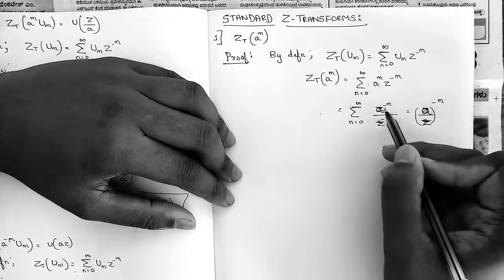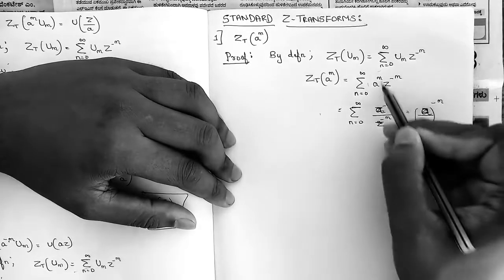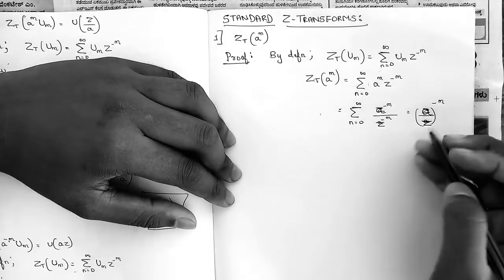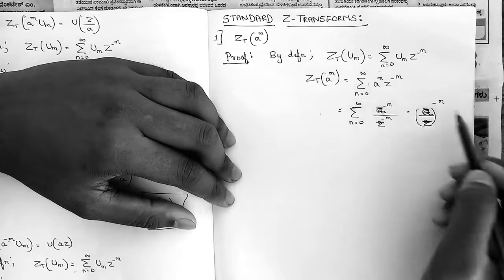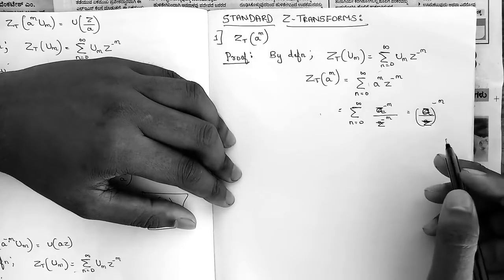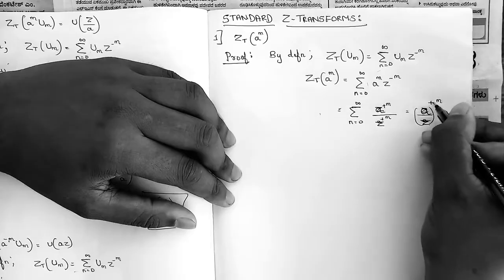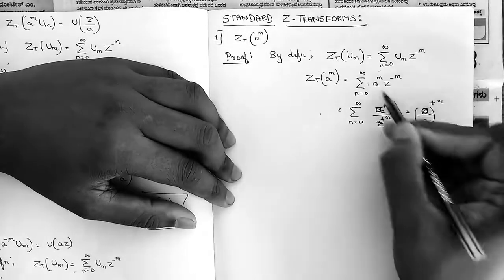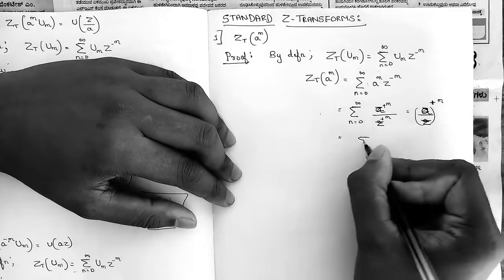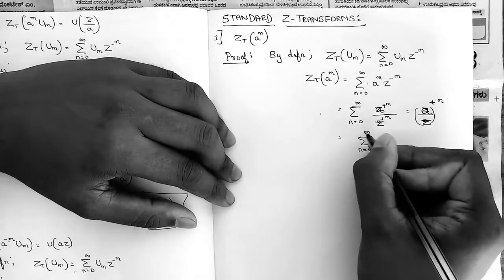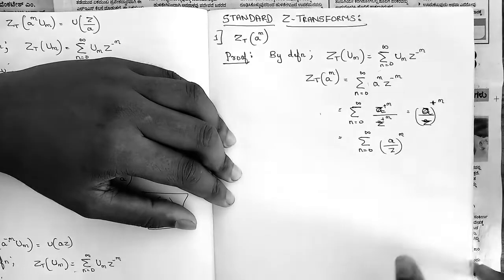Yeah, we need to take a by z outside, not z by a. So we need to take this z to the power minus n to the denominator. So z to the power a power minus n to the denominator becomes a by z to the power plus n. If we take this to the denominator, this becomes plus n, right? So finally we get it as a by z to the power n.